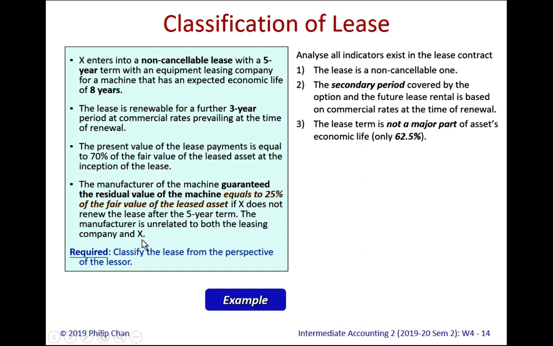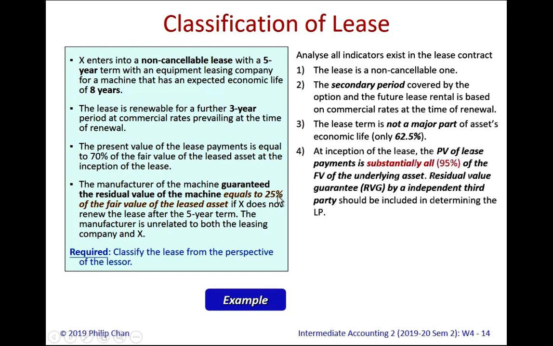So therefore, it is clear that that 25% RVG guaranteed by an independent third party should be part of the total PVLP. So now we combine 70 with the 25%. At the inception day, PVLP is in fact substantially all of the asset's fair value, because to be substantially all we need 90% or more. So in fact, that indicator is satisfied.